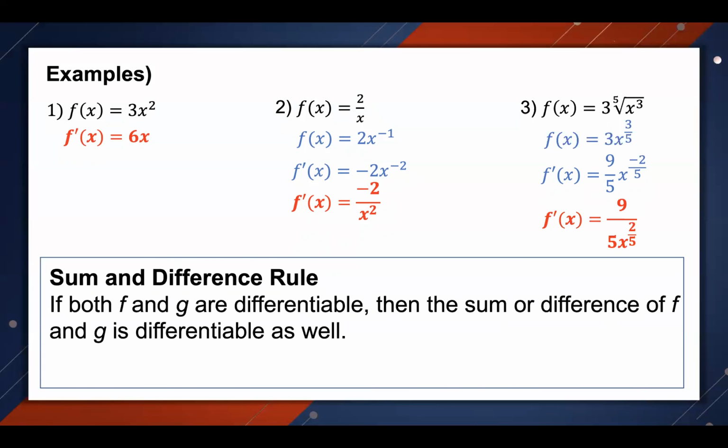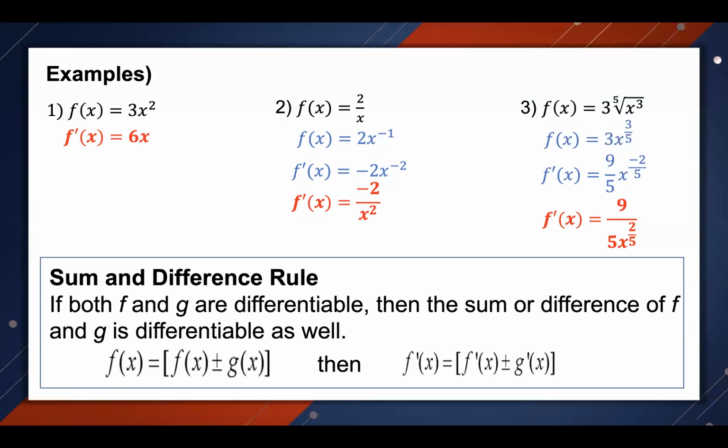And here's the sum and difference rule. If both f and g are differentiable, then the sum or difference of f and g is differentiable as well. We write it in mathematical form as: if h(x) equals f of x plus or minus g of x, then h prime equals f prime of x plus or minus g prime of x.